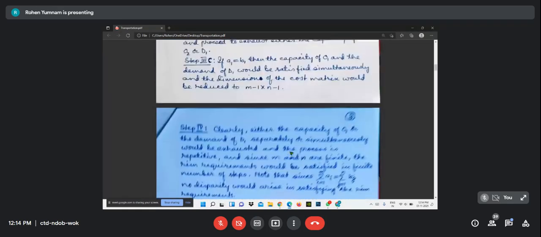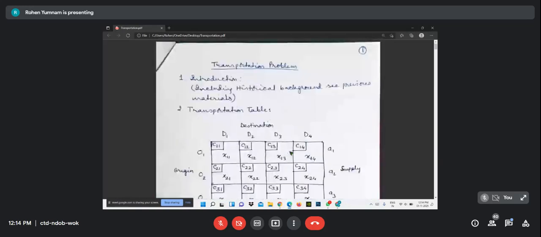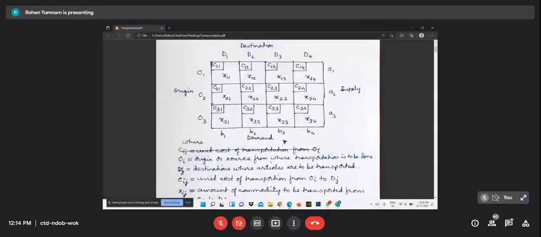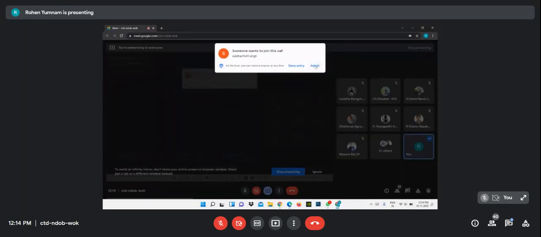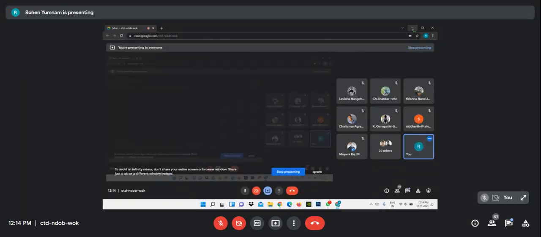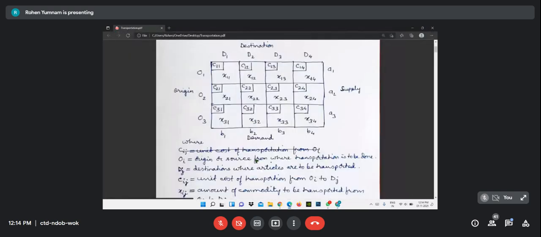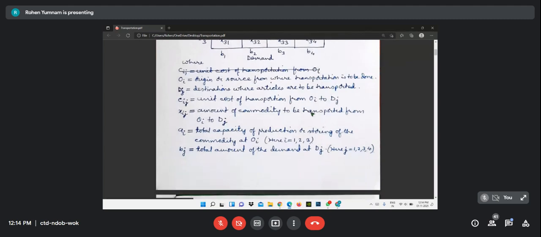See, whatever I had to mention is written here also. Oi, origin or source from where transportation is to be done. Dj, destinations where articles are to be transported. Cij, unit cost of transport. Unit cost means when one article is transported, the cost of that is called unit cost. Whatever is given here is unit cost. And Xij is the amount of commodity to be transported from Oi to Dj. Regarding Xij, I will explain now again.